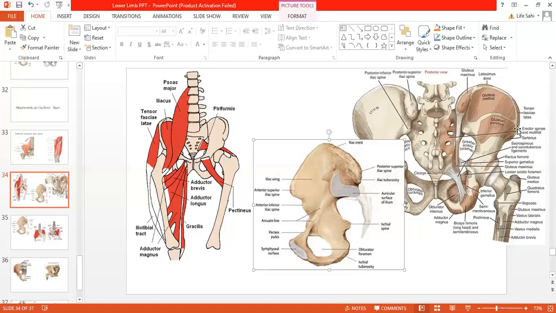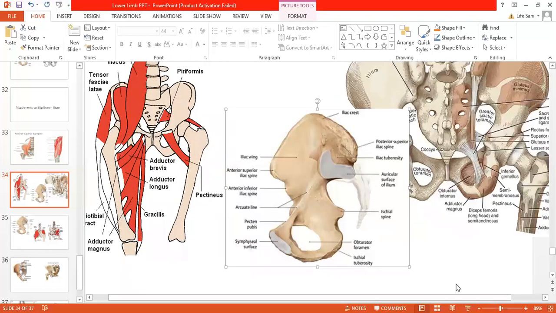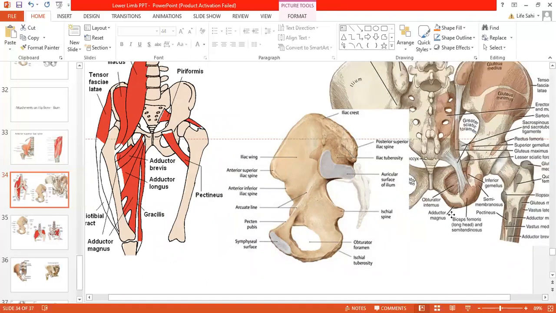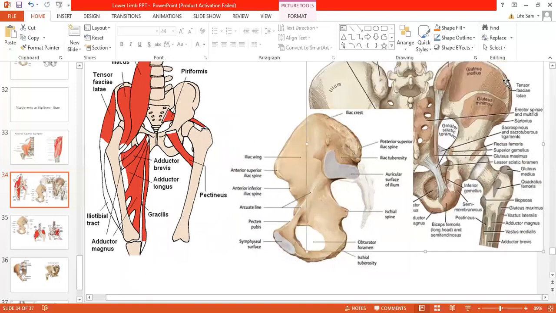Next to it is the origin of the tensor fascia lata. You can see in this diagram. Here is the attachment or the proximal attachment of the tensor fascia lata. The name is indicating it is a muscle for tensing the fascia lata. And what is fascia lata? It is the deep fascia of the thigh.